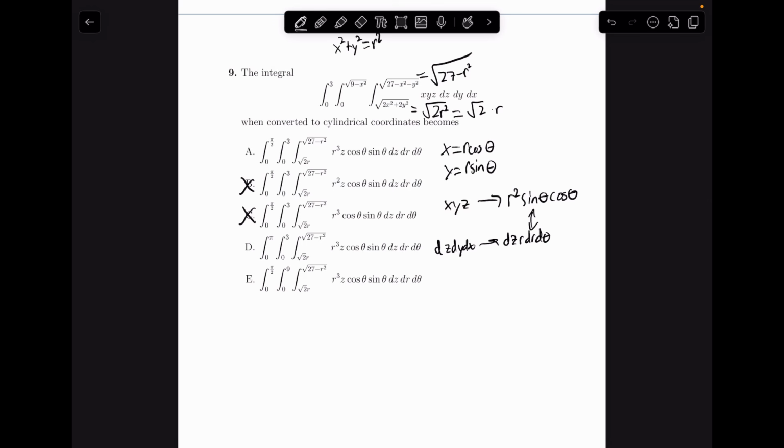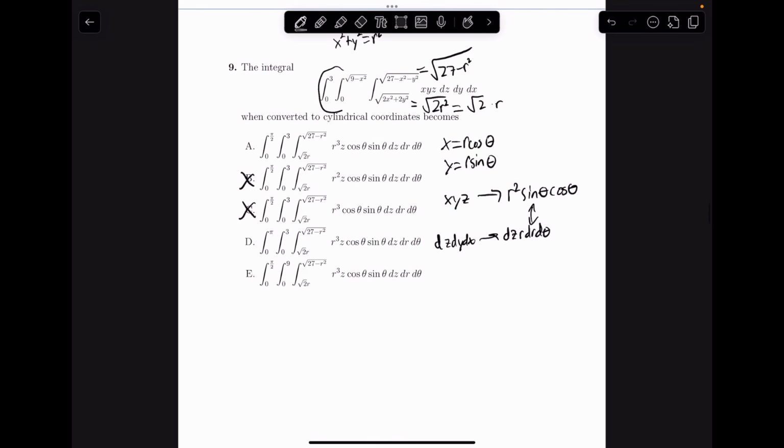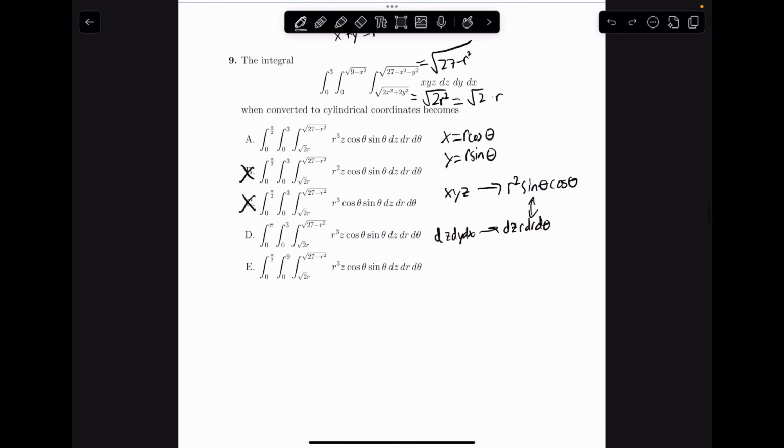So we're looking at the y and x part of the integral, and y is going from 0 to that square root thing, so that's the top half of the circle of radius 3, and then x is going from 0 to 3. This is the xy plane. x is going from 0 to 3, so we're only interested in that region right here.